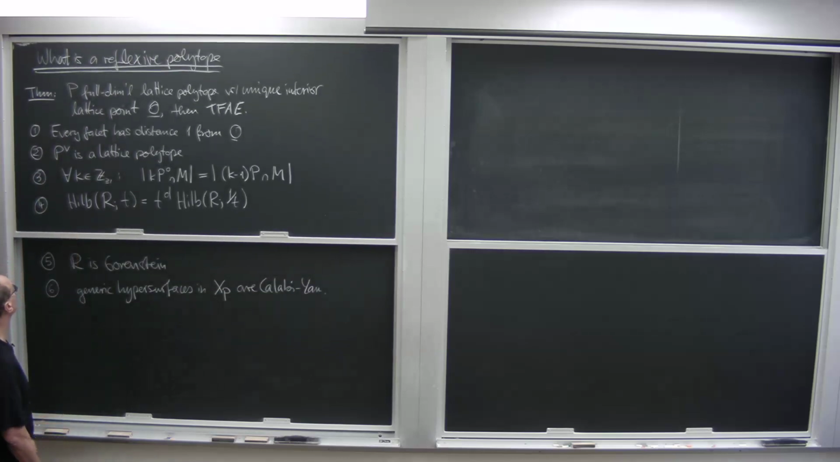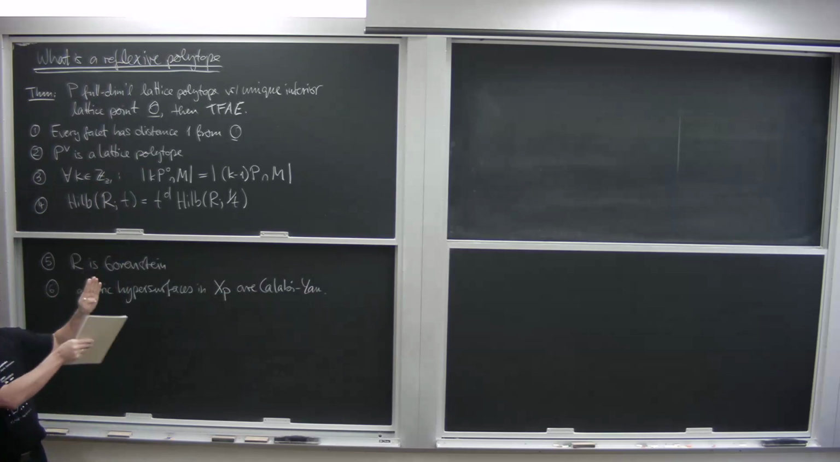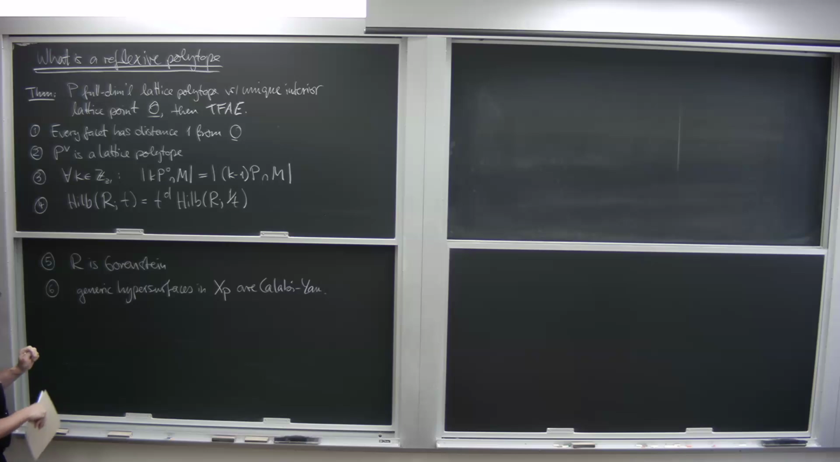So every facet has distance 1 from the origin. You remember the way I measure distances? That means I take the hyperplane generated by this facet, and I take the parallel hyperplane through the origin, and there are no lattice points between the two. Okay, that's what this means.